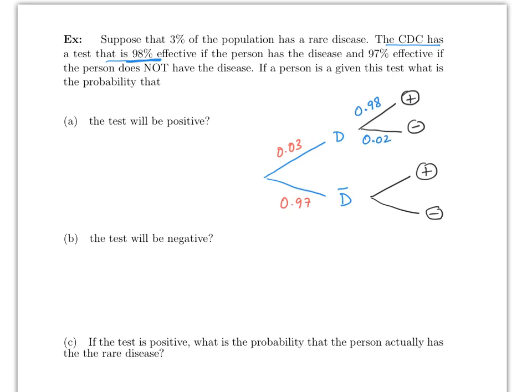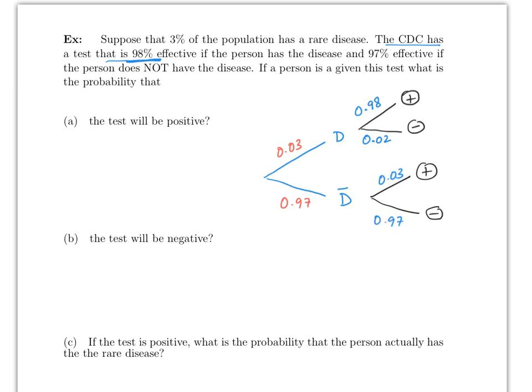The part we have to be careful with is this. The question says that the test is 97% effective if the person does not have the disease. If the person does not have the disease, effective means that the test has to be negative. So therefore, this will be 0.97 and this will be 0.03. Now, in case you haven't noticed, the branches always have to add to 1. So you can see this is 1, 1, and 1.